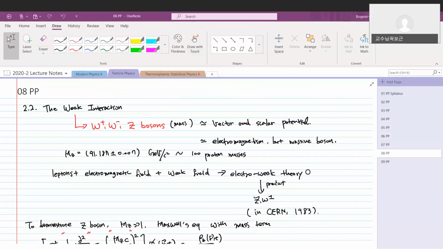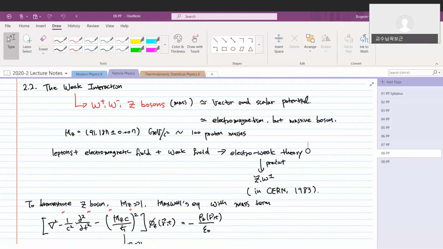The weak interaction has a messenger particle. It's the W plus/minus boson and the Z boson, and they are very massive particles, so they are unstable particles, as we studied last time. Also, the nature of the weak interaction is very similar to the electromagnetic field, so it also has vector and scalar potential. But there is one difference.